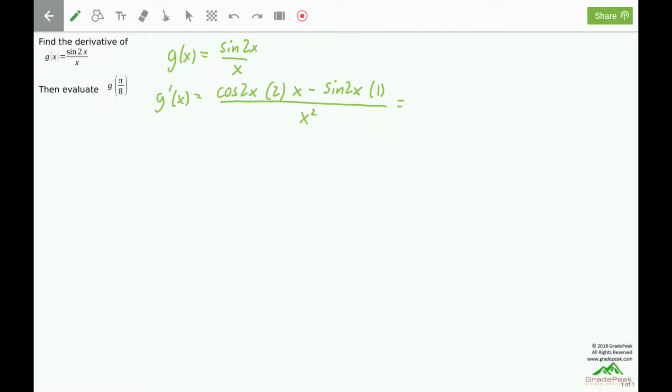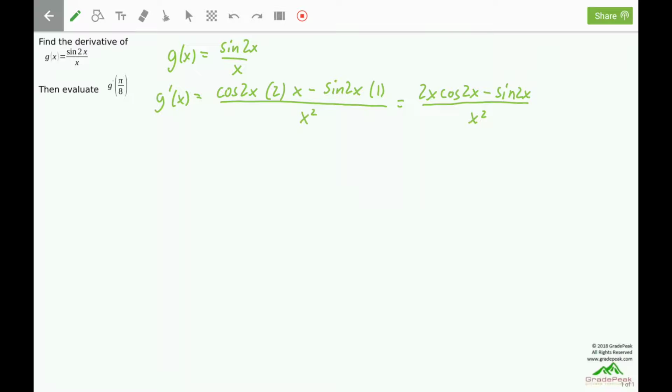Now let's rewrite this to make it look a little nicer. This 2 and this x can move to the front of the cosine. They're not inside the cosine, so they will move to the front. 2x cosine of 2x. And then minus sine of 2x times a 1 is just minus sine of 2x. All of this divided by x squared. There's our derivative g prime of x.